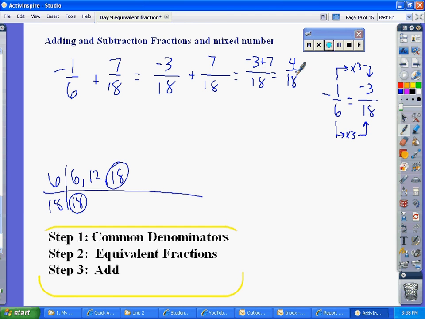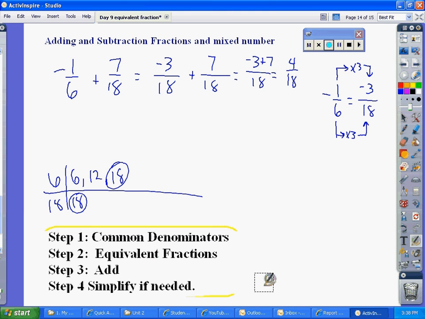All right, now the final step is we're at a point where we have to simplify all of our fractions. We have to make sure that everything is in simplest form. So we see that 4 and 18 have a common factor of 2. If we divide the numerator by 2 and the denominator by 2, we are left with 2/9. And that is the answer, 2/9.